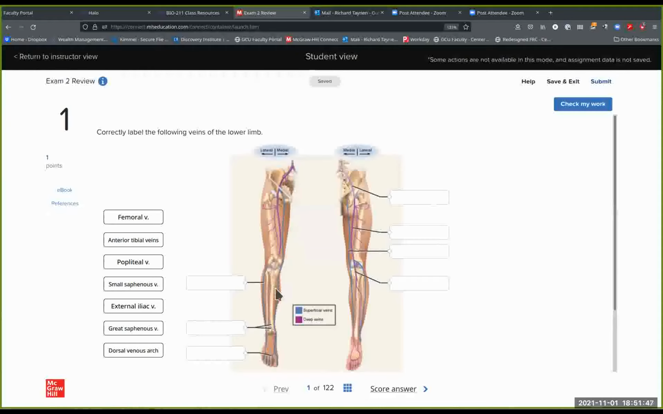As far as the veins of lower extremities other than the femoral vein, there are probably two main veins that you need to remember, and those are the saphenous. So let me enlarge this.